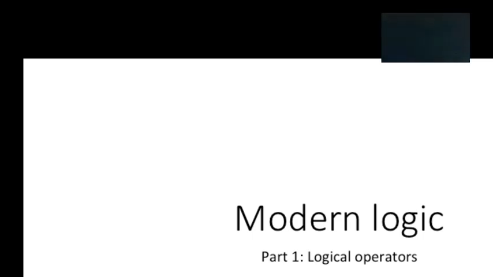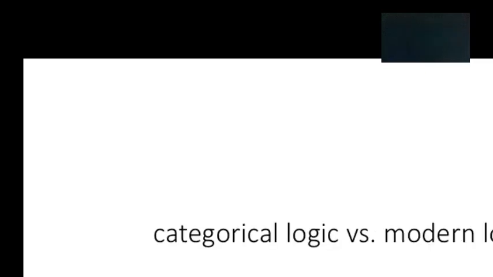All right, so let's start this out. What we're looking at is the difference between categorical logic and modern logic. Now, the first unit that we covered, or last unit that we covered, was chapters 5, 6, and 7 over categorical logic. This is now over a different system of logic. It's called modern logic or symbolic logic. So categorical logic was based on the following idea.